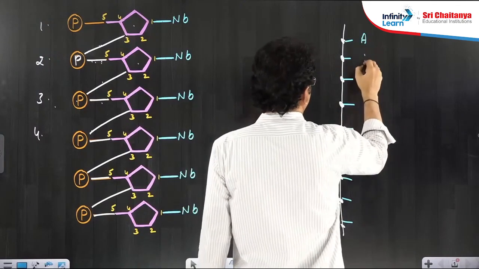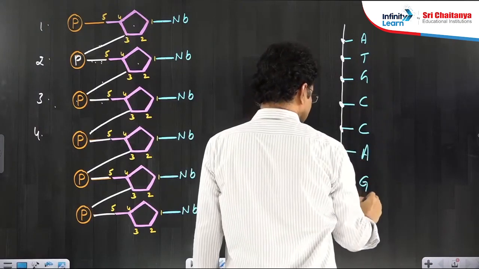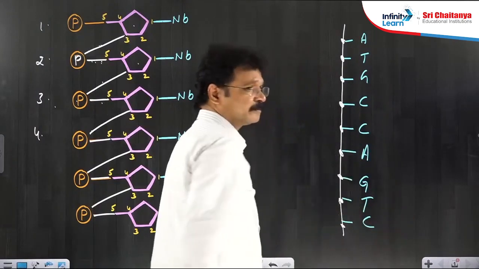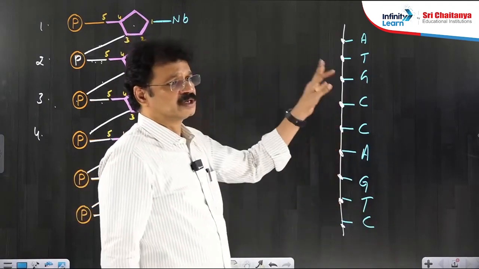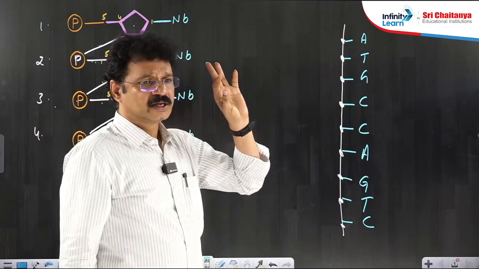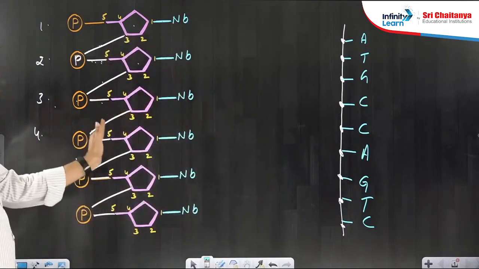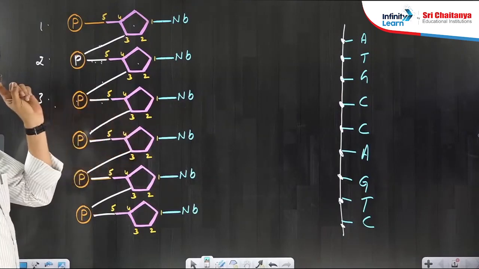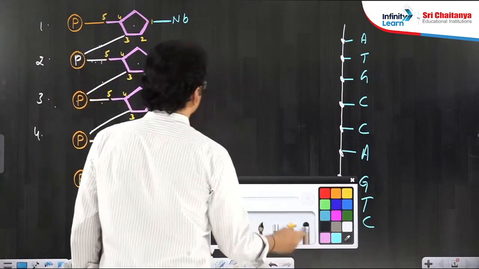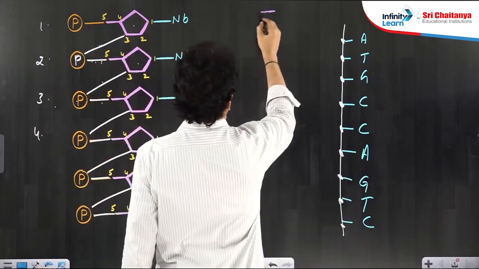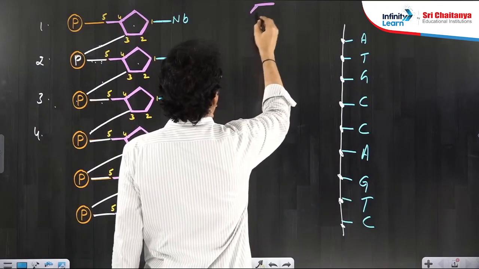A, T, G, C, C, A, G, T, C. The sequence of nucleotides is different from DNA to DNA molecule. The DNA is also different from person to person or organism to organism. It is about the one strand, but DNA is a double stranded structure. Likewise, you have to write one more structure of the polynucleotide strand. Guess now, what is the name of this structure? Find out.